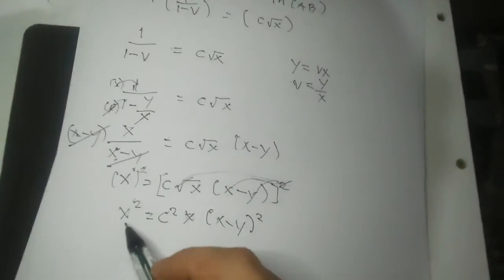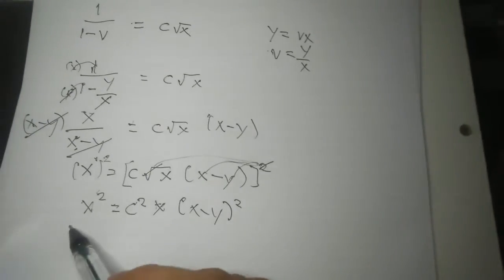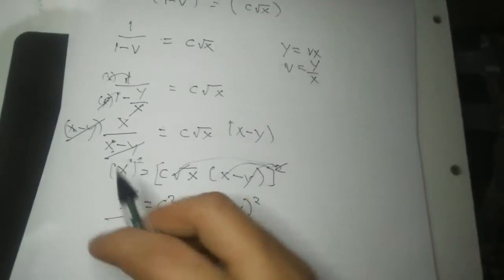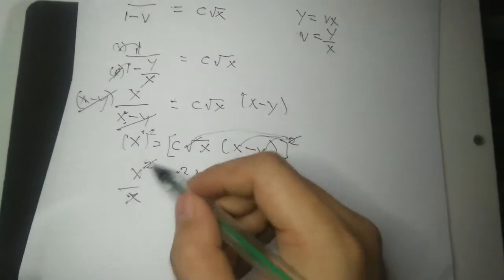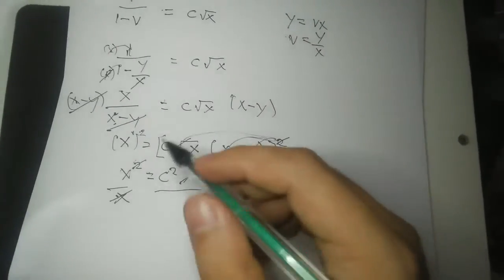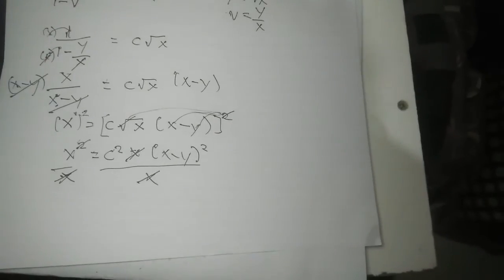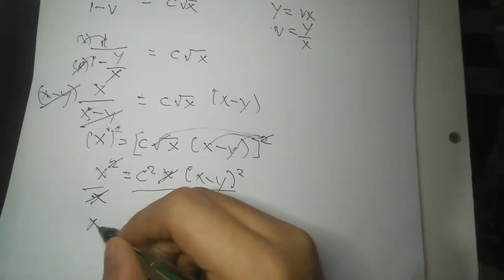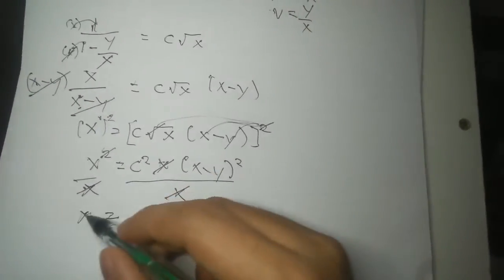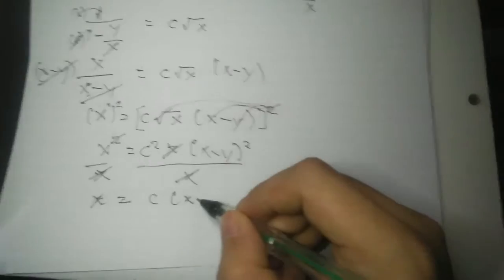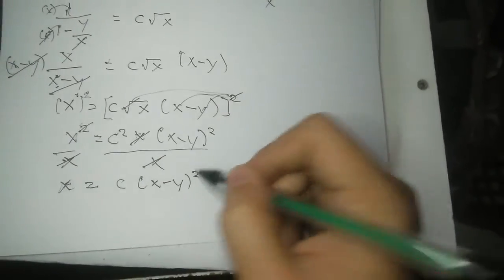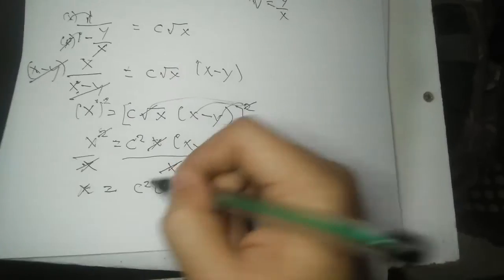So now we will divide both sides by x. Our general solution. So this will be cancelled, and this. So it left us with x equals c times x minus y squared.